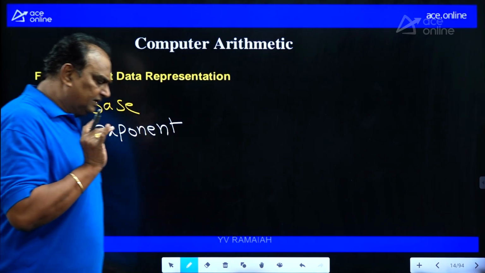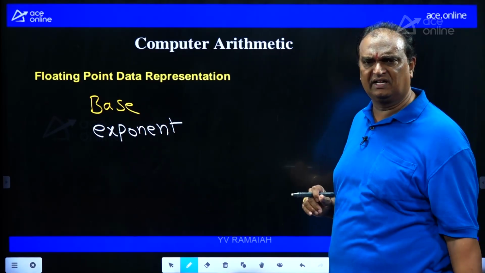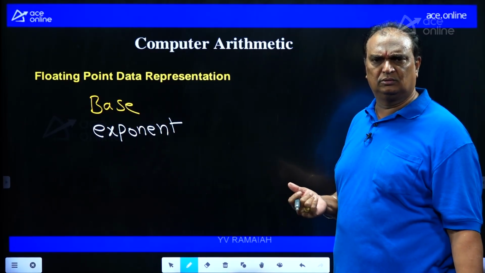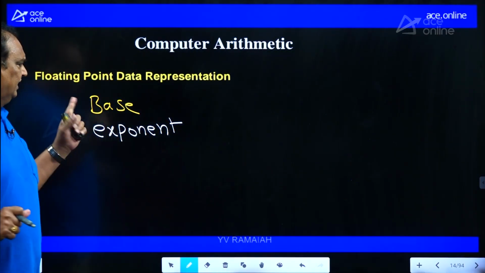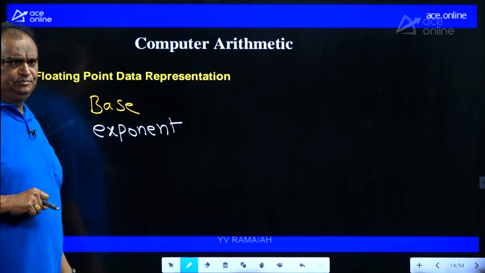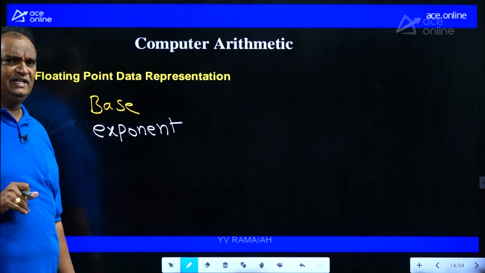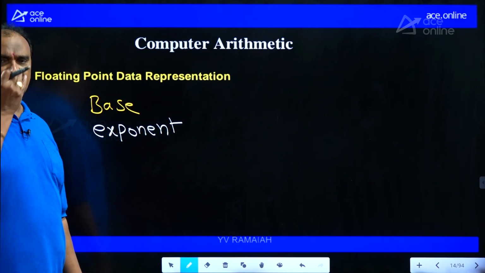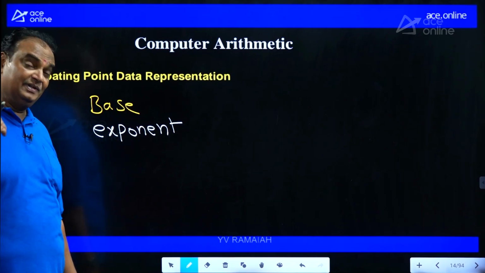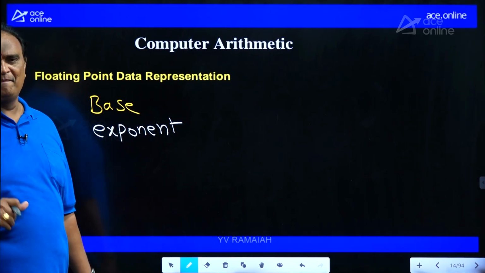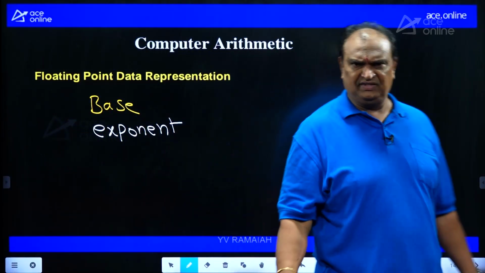When a question is given like this, data is given, base is not given, by default it belongs to binary only. That's why I have to take 2 in the place of base. To represent the data in floating point notation, we require system base, which by default is 2, exponent, mantissa, sign of the exponent, and sign of the mantissa. Only the sign of the mantissa tells the sign of the data.